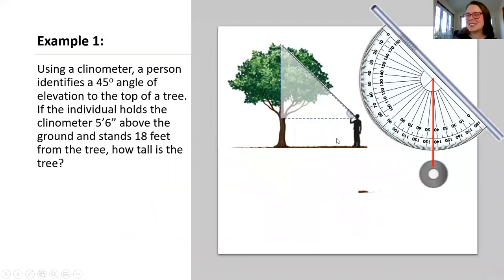So this is the same question we just had before. So we have some of the numbers already. So using a clinometer, a person identifies a 45-degree angle of elevation to the top of a tree. If the individual holds the clinometer 5 feet 6 inches above the ground and stands 18 feet from the tree, how tall is the tree? I don't know how a carpenter is going to figure out how tall the tree is, but the principles are all the same for us. We're going to use exactly the same math in another question.